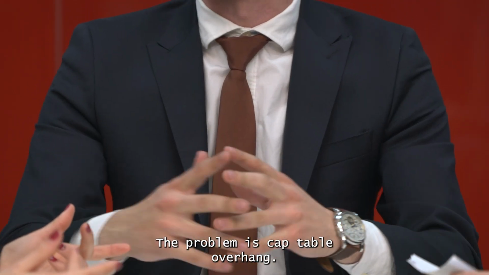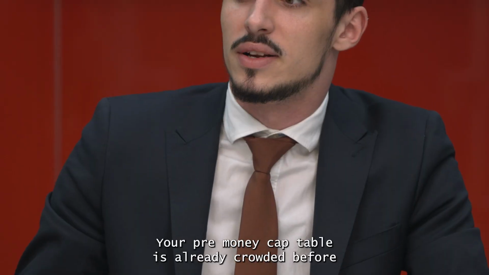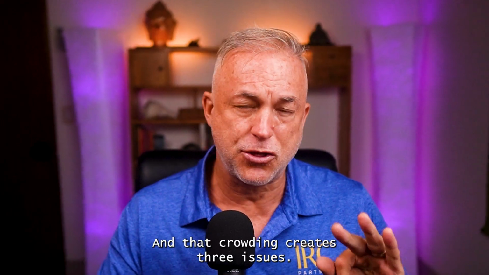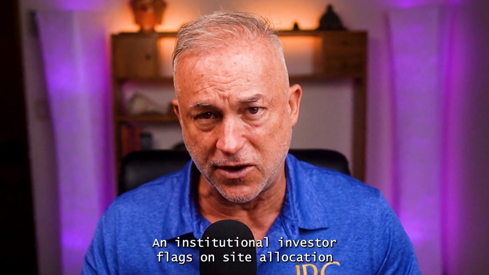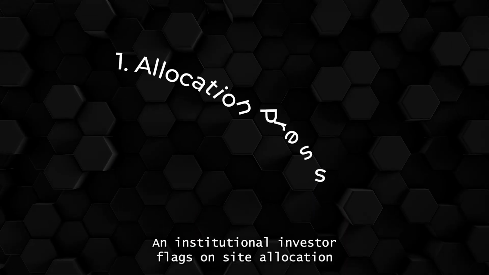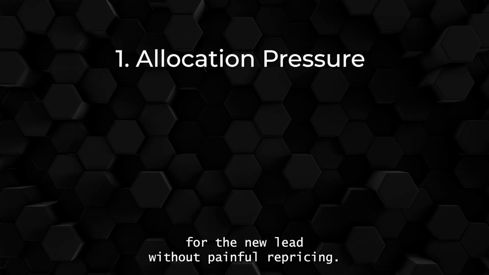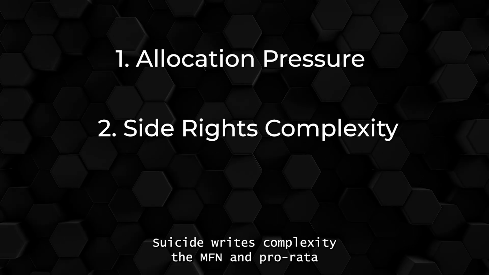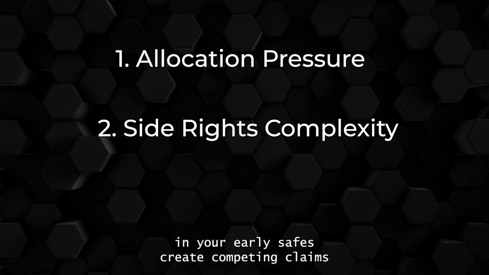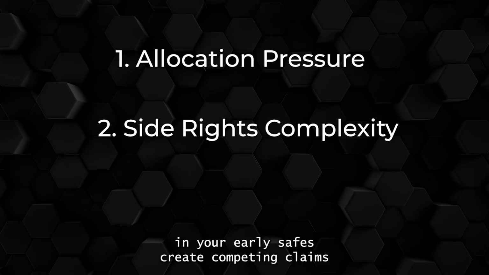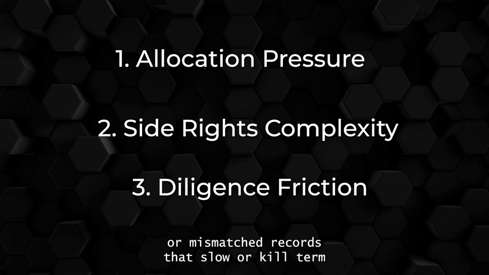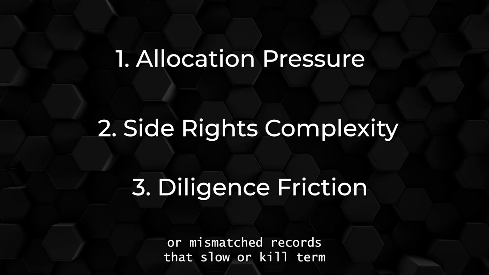The problem is cap table overhang. Your pre-money cap table is already crowded before the Series B lead writes a single dollar, and that crowding creates 3 issues an institutional investor flags on sight: allocation pressure, less room for the new lead without painful repricing; side rights complexity, the MFN and pro rata rights buried in your early SAFEs create competing claims; and diligence friction, undocumented SAFE terms or mismatched records that slow or kill term sheet momentum.